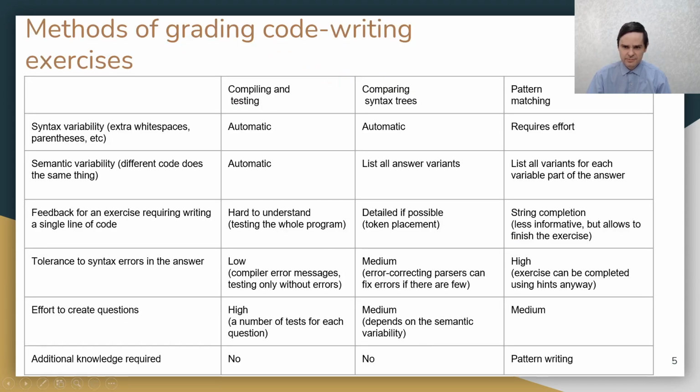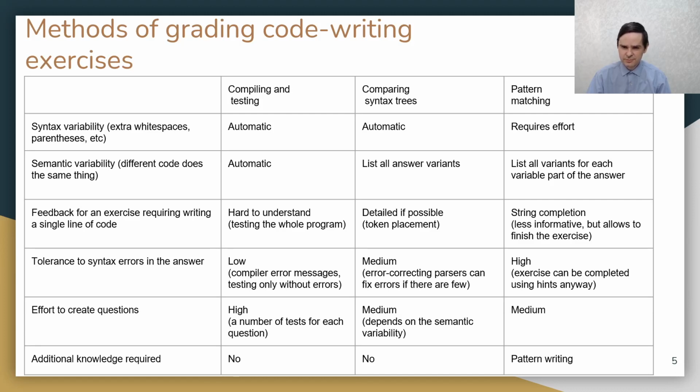There are several ways to implement programming tasks. We can insert the student line into a template program, compile it, and test it. We can compare parsed trees of the student's answer and the correct answer, or we can use a string template to match all the correct answers. The compiling and testing approach naturally takes into account all different ways of solving the task correctly, but it has low error tolerance, providing compiler messages that can be poorly understood by novice programmers, low quality feedback, showing the results of the whole program where the student's task is writing one line, and requires a lot of effort to create a template program and a set of tests for each one-line question.